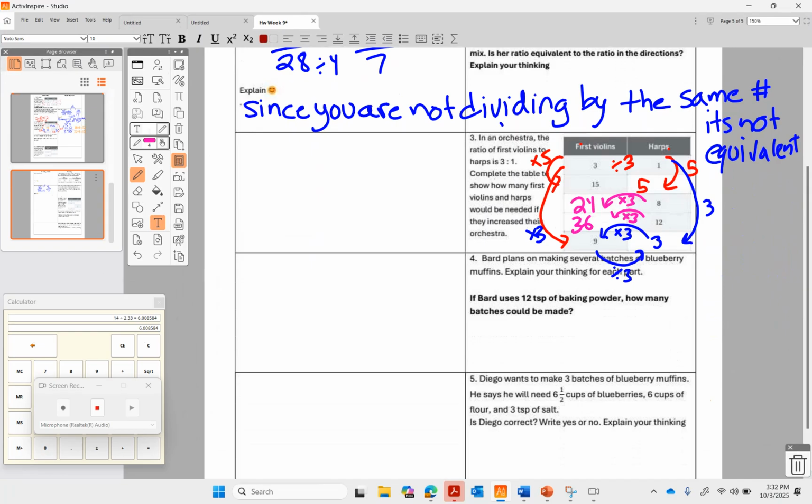And as I said, for number 4 and for number 5, I do not have the correct recipe, so I'm going to have to get that.